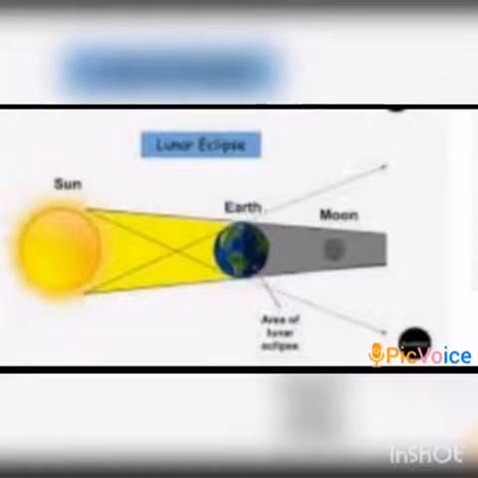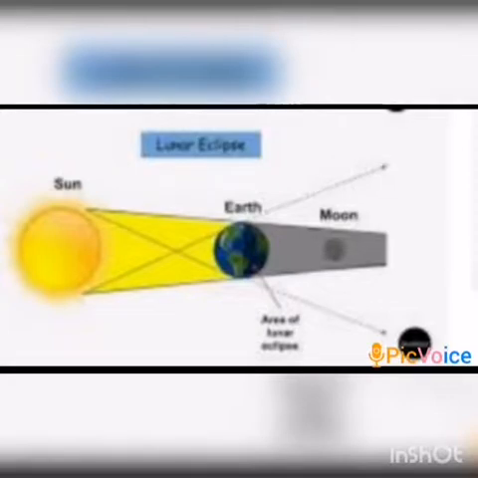A lunar eclipse occurs when the moon is partially or completely hidden. A lunar eclipse happens when the earth, while moving in its orbit around the sun, comes between the sun and the moon. The earth blocks the light of the sun from falling on the moon and the shadow of the earth falls on the moon. This phenomenon is called a lunar eclipse.